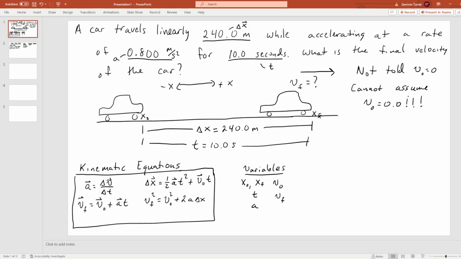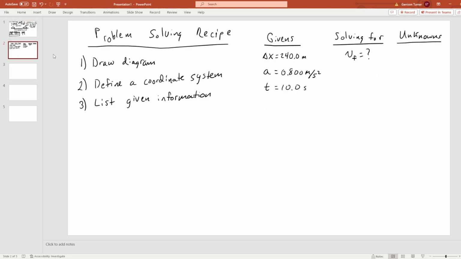Okay? Cannot assume that, and I'm putting 3 exclamation points there to drive the point home. We cannot assume that. So, what that means is v initial is going to go into the state of unknowns. Okay? So, I'm given my displacement, I'm given the acceleration, I'm given the time, and I'm solving for vf, but I don't know v naught.